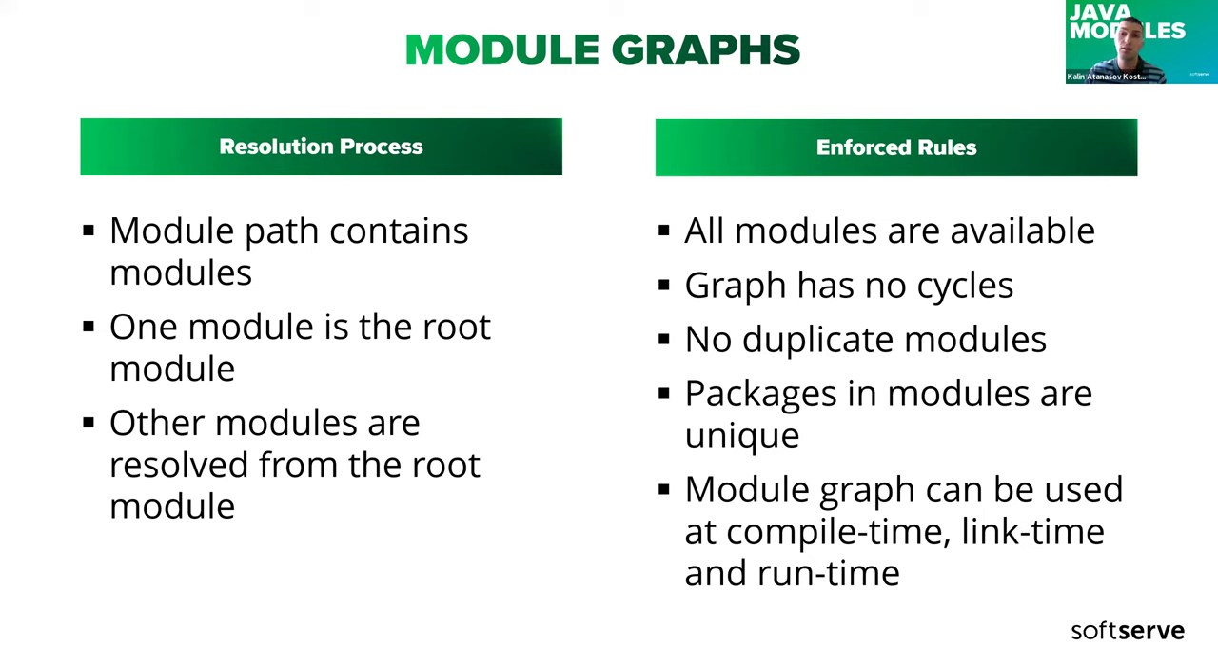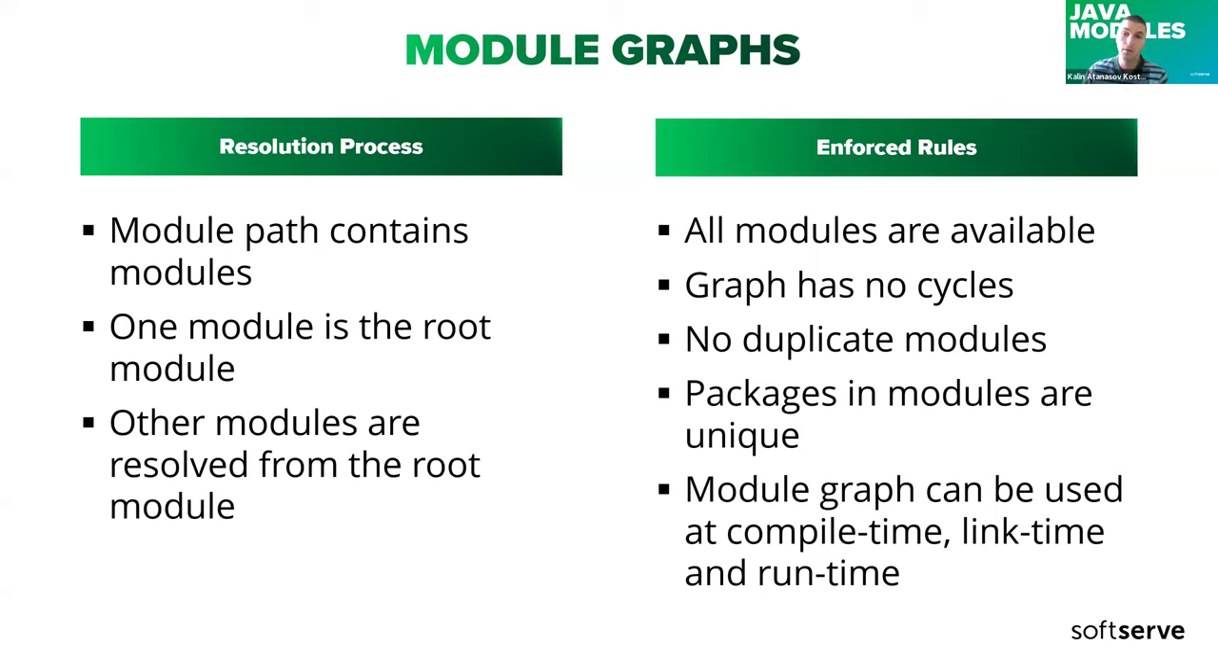First, the module path contains modules. Then there is one module where we start. It's called the root module. We start with the root module and add dependencies as we see them. If we have already added some dependency, we don't have to add it again.